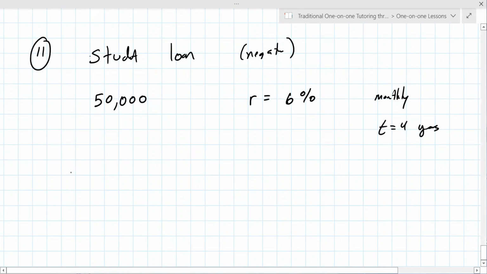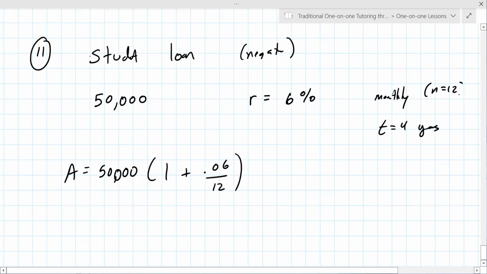So your P is 50,000, times 1 plus 0.06 divided by 12, because monthly is 12, and it's 12 times 4 in your exponent. So will you calculate that for us, please? I got 63,524 and 46 cents.